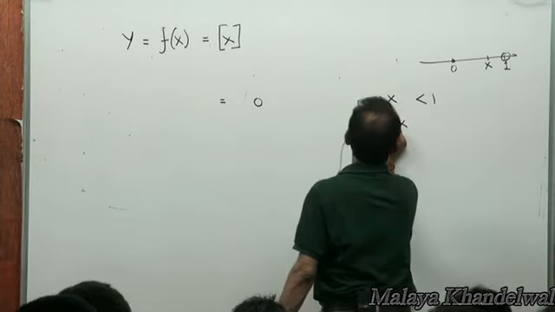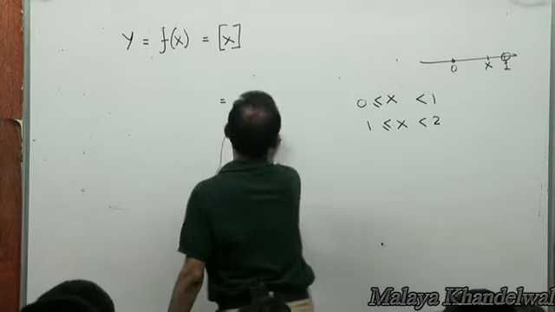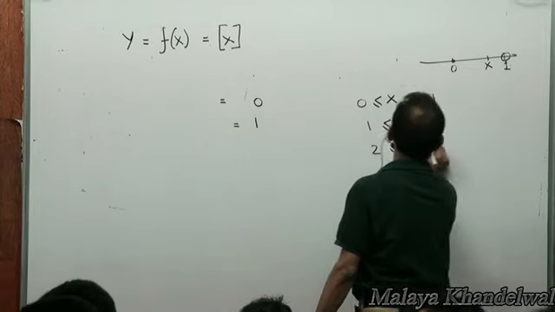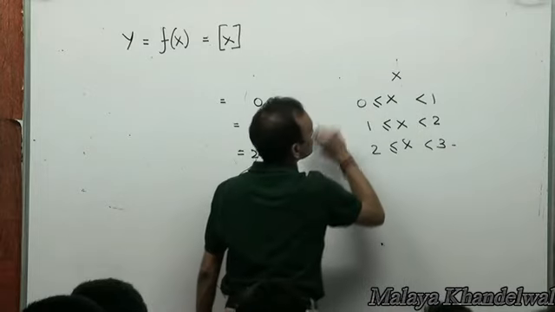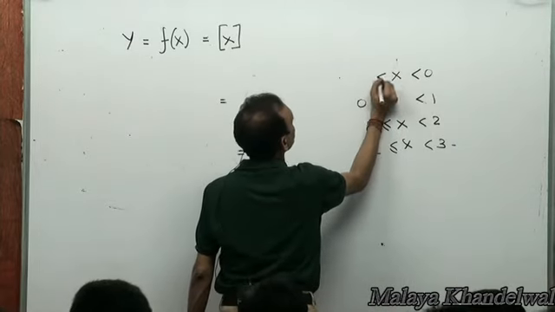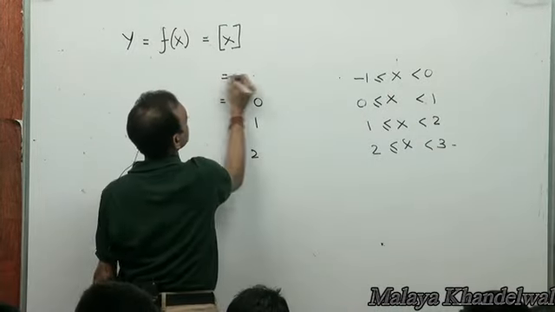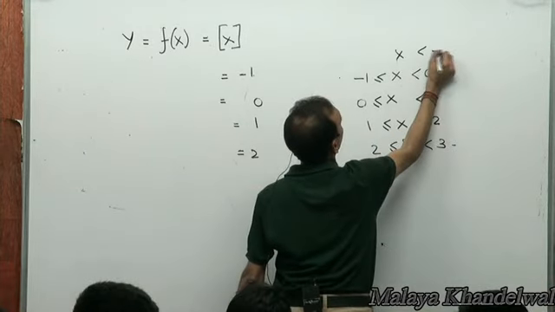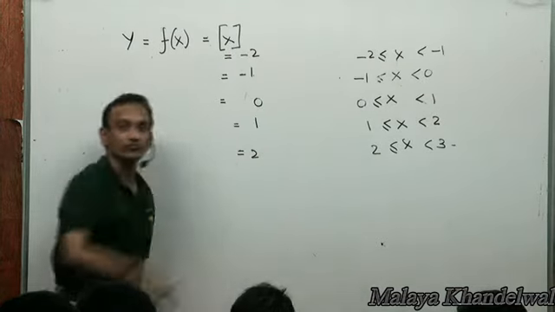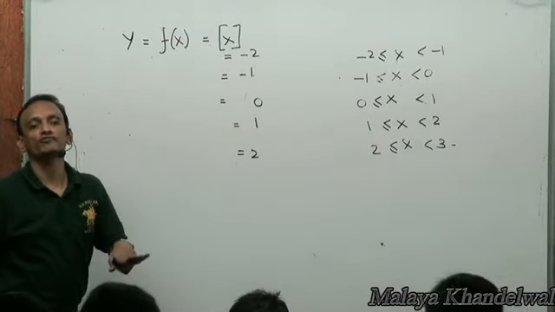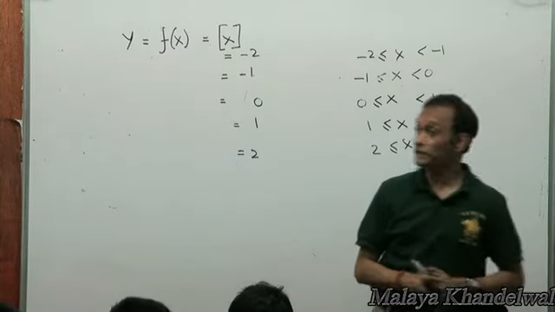When x is greater than or equal to 1 but less than 2, box of x will be 1. When x is greater than or equal to 2 but less than 3, box of x will be 2. Similarly, if x is less than 0, greater than or equal to -1, box of x will be -1. Similarly, x less than -1, greater than or equal to -2, box of x will be -2, and so on and so forth. Right? Let's draw the graph of this to understand its piecewise description.